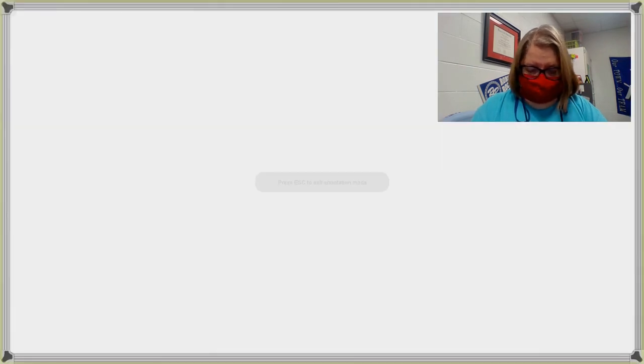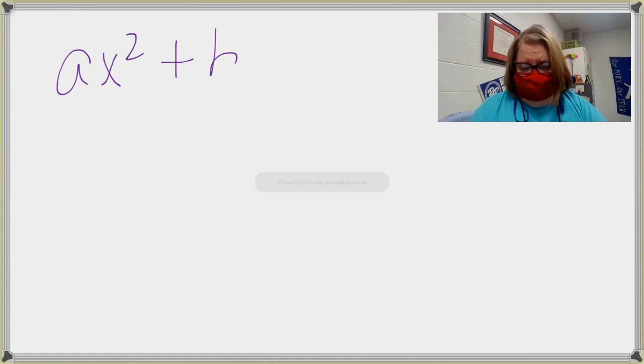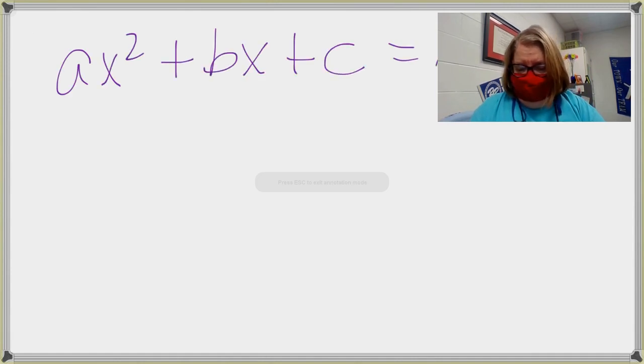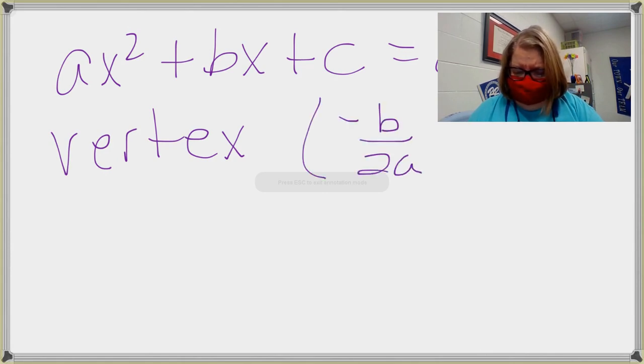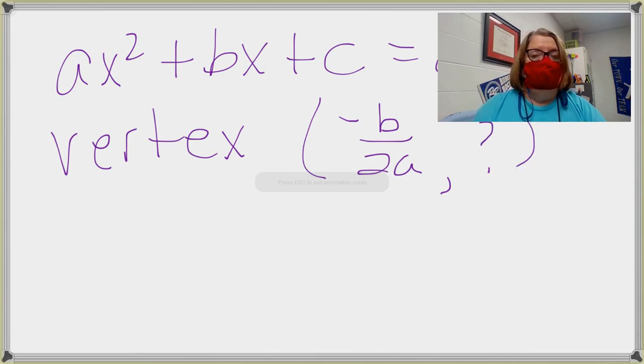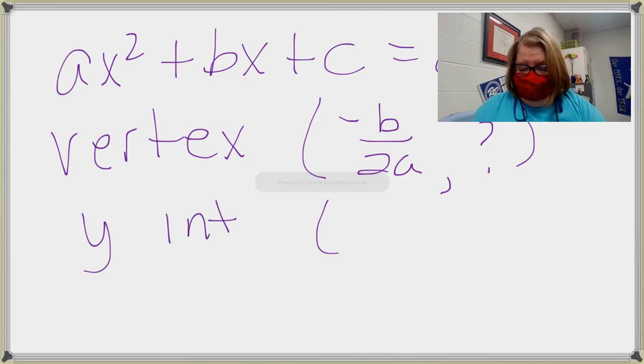Remember that you'll be working with standard form a lot today: ax squared plus bx plus c equals 0. Remember, you have a chart from your notes that you filled out last week. For the vertex, you're going to do negative b over 2a, and then plug that in for x to find the other part of your vertex. The y-intercept is 0, c. That will come in handy today.